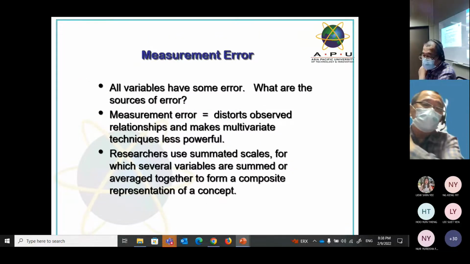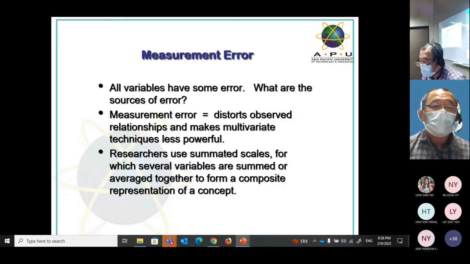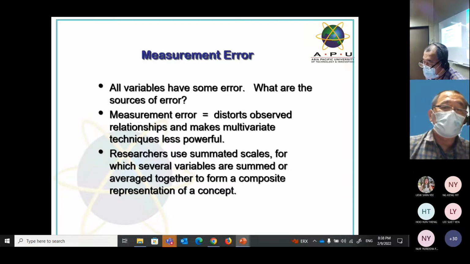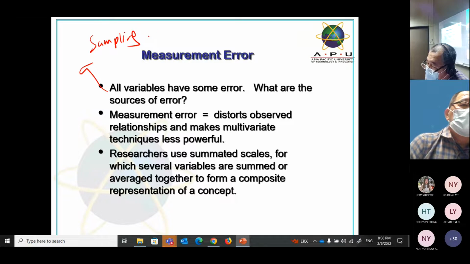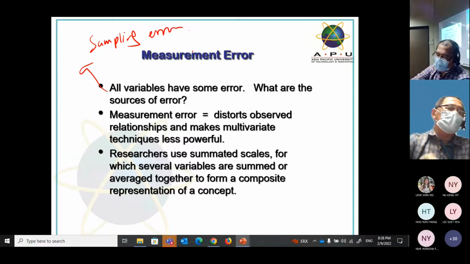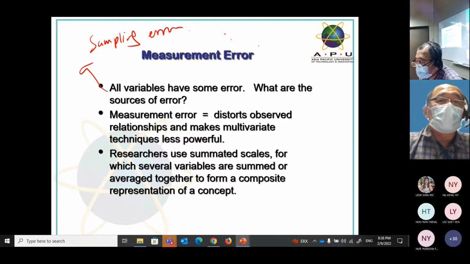Okay, so all variables have some error. What are the sources of the error? First, we see the source of the error, for example sampling error. Let's say you want to ask people something. People maybe don't want to tell you the truth. For example, this is a survey from a company. Are you satisfied with your supervisor?